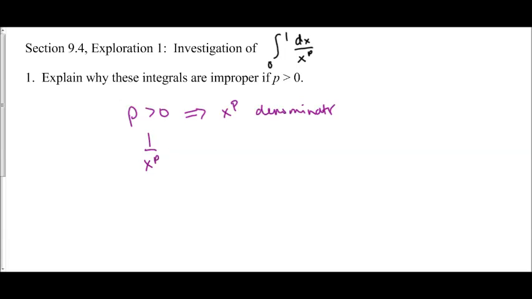And because of our limits of integration, that means at some point we're going to have 1 over 0 to some power, and that is, of course, going to go to infinity. So this is going to lead to an infinite discontinuity at x equals 0. And that's what's going to make these integrals improper if p is greater than 0.